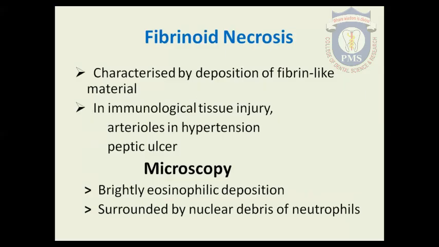Fibrinoid necrosis, characterized by deposition of fibrin-like material, seen in immunological tissue injury, arterioles in hypertension, peptic ulcer. Microscopy. You see a brightly eosinophilic deposition which is surrounded by nuclear debris of neutrophils.